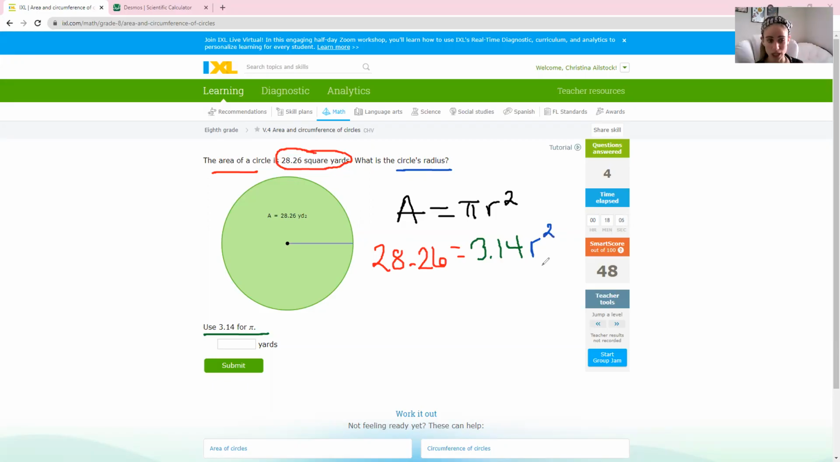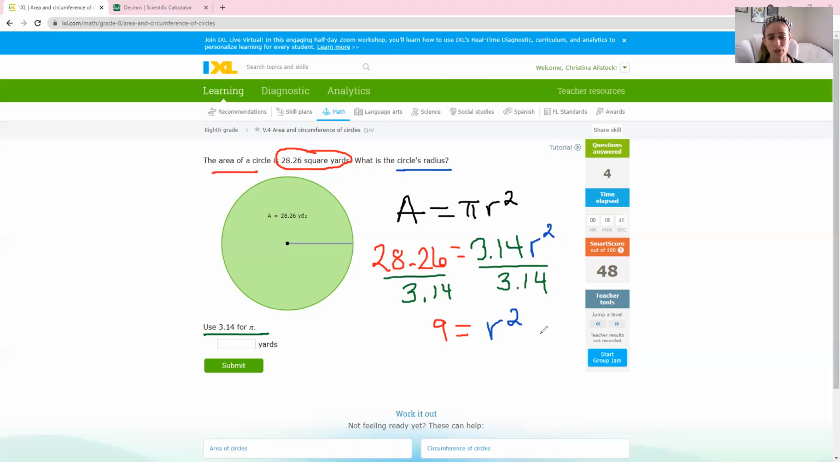All right. Let's solve this equation again. We got to isolate r. We got to get r by itself. So first things first, we need to divide by that coefficient. Divide both sides by pi, 3.14. So 28 and 26/100ths divided by 3.14 gives us 9. Question, are we done?